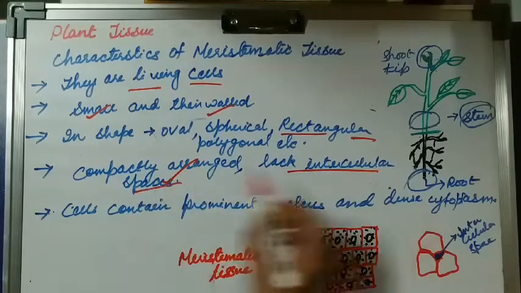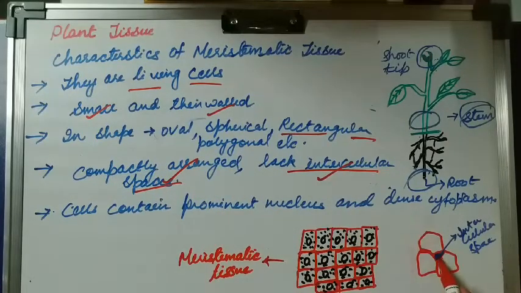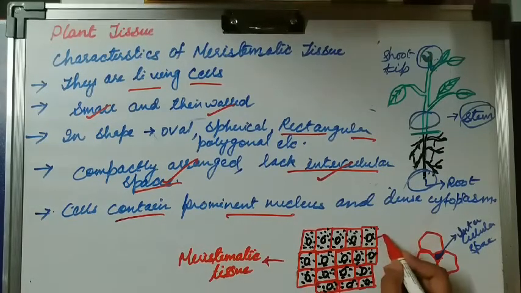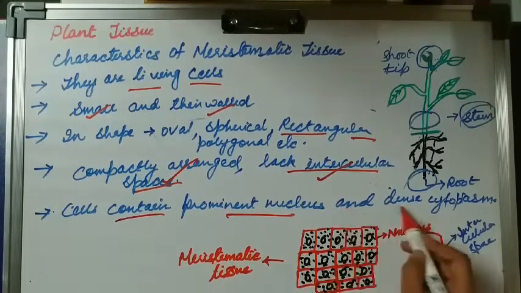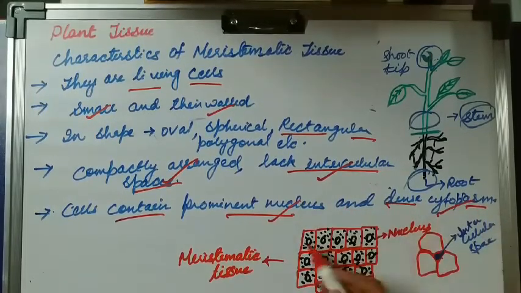There are no intercellular spaces in between the cells, and the cells contain a prominent nucleus. Each cell has a nucleus as well as dense cytoplasm. Cytoplasm is the jelly-like fluid substance. So this is the structure of your meristematic tissue.